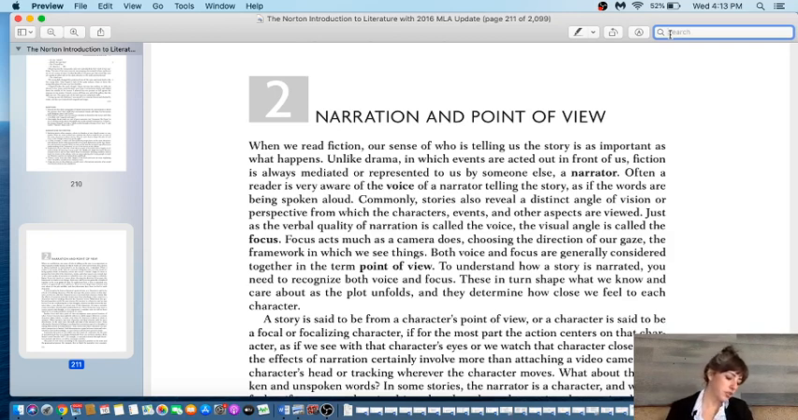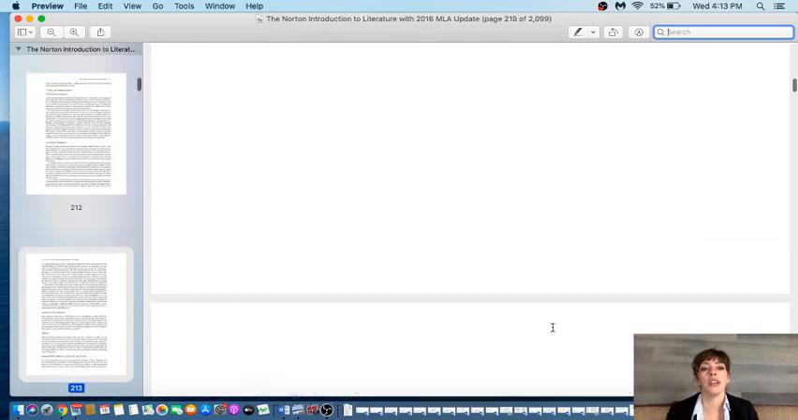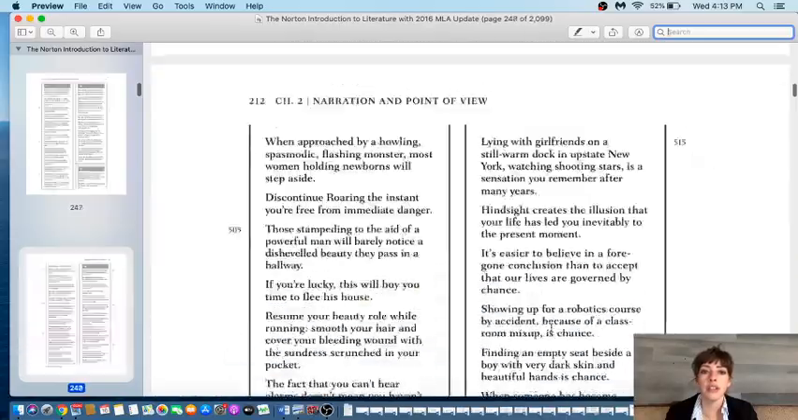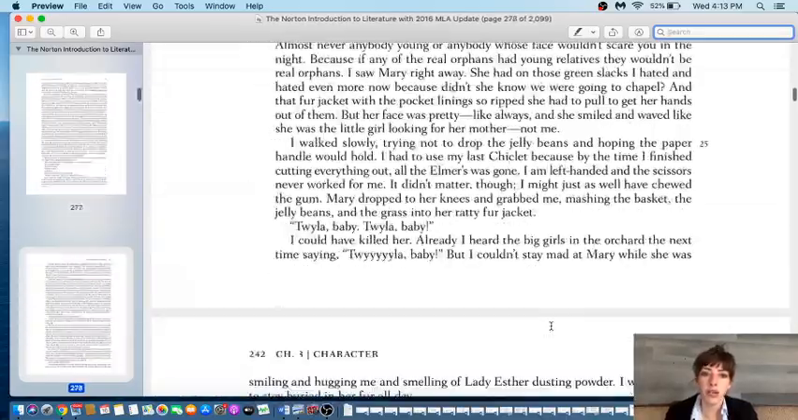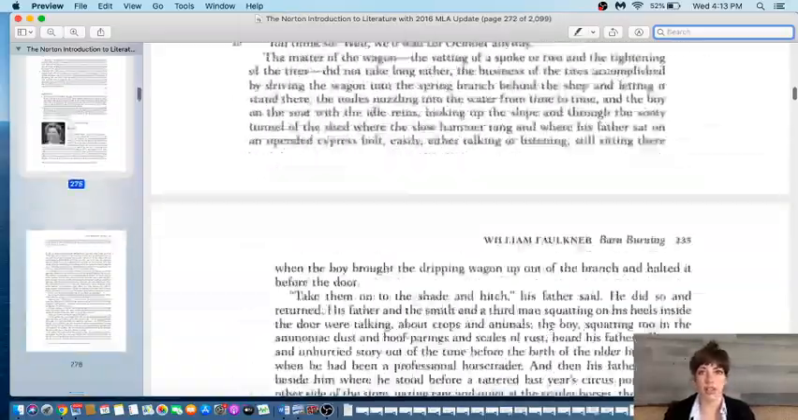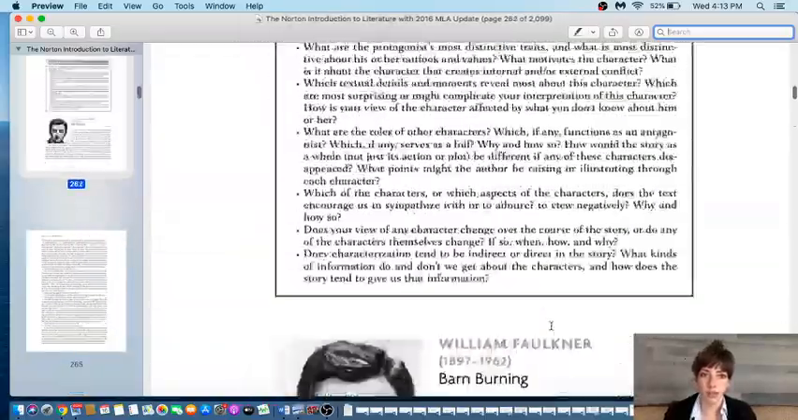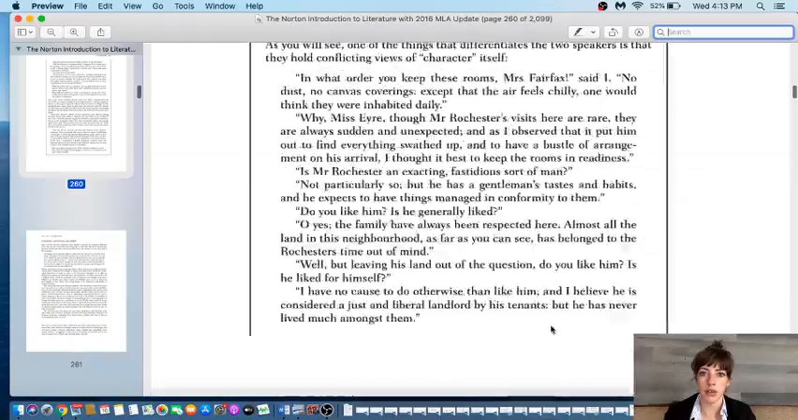All right, now we're going to go on to character, which is page 218 to 224. So I think it's the next chapter. Where are we? Pages. Well, I went way too far. All right, here we go.